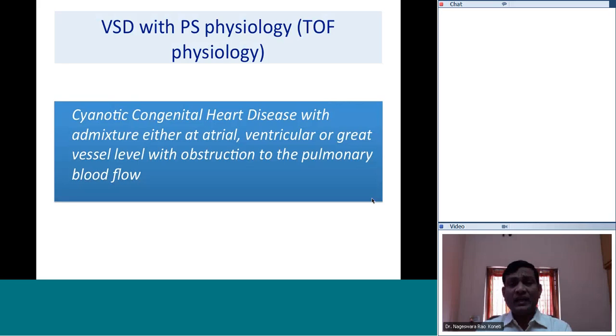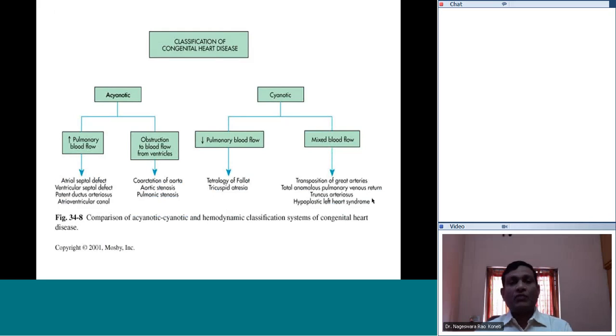Let us go to the VSD with PS physiology. This is otherwise known as TOF physiology. That doesn't mean all cases are TOF, but a cyanotic congenital heart disease with admixture either at the atrial, ventricular or great vessel level with obstruction to the pulmonary blood flow is known as VSD, PS physiology. So essentially there is a ventricular septal defect and there is right ventricular outflow tract obstruction. You have various subtypes, which I will be talking about in the next 2 minutes.